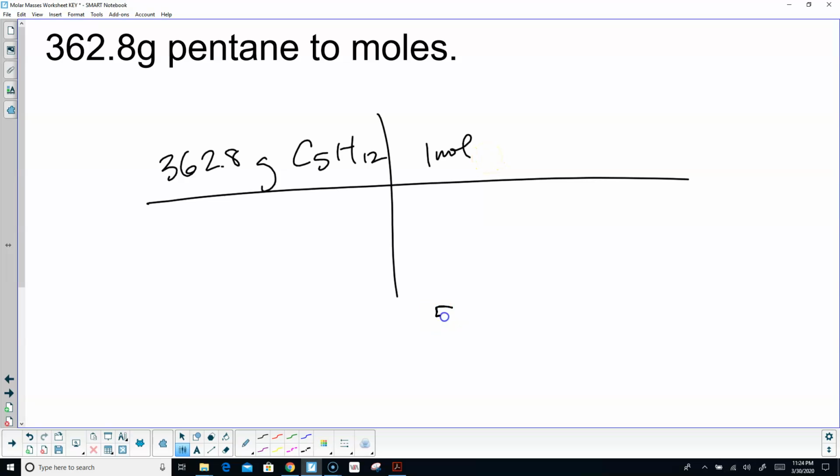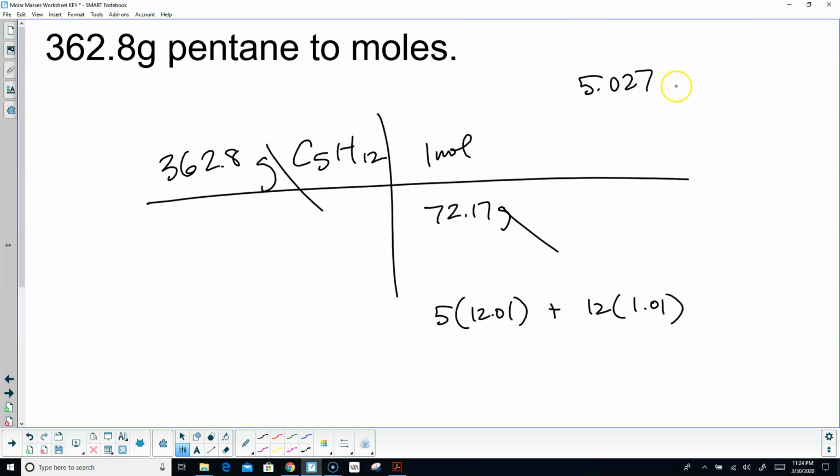There are 5 carbons, each at 12.01. Looks like there are 12 hydrogens, each at 1.01. So if I multiply, and sum, this ends up being 72.17 grams. Grams cancel. I'm going to divide 362 by 72. When I do so, with sig figs, you should get 5.027 moles of pentane.